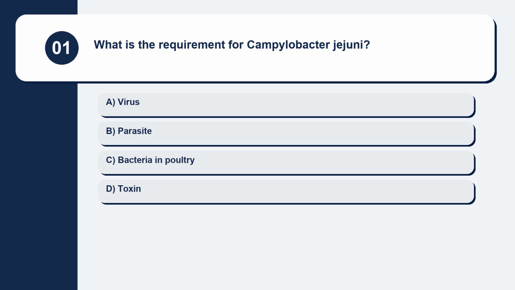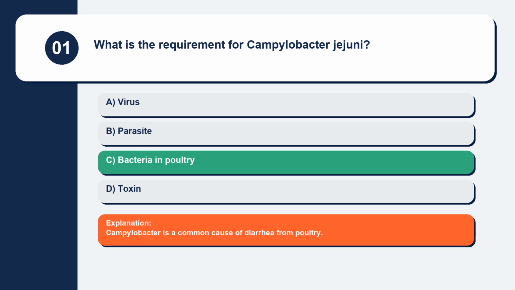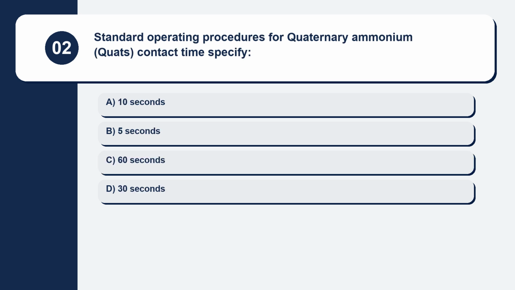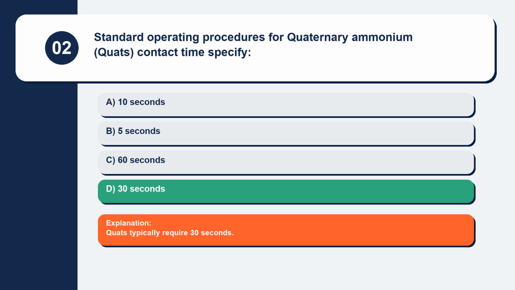Question 1. What is the requirement for Campylobacter jejuni: virus, parasite, bacteria in poultry, toxin? Campylobacter is a common cause of diarrhea from poultry. Question 2. Standard operating procedures for quaternary ammonium, quats, contact time specify: 10 seconds, 5 seconds, 60 seconds, 30 seconds. Quats typically require 30 seconds.